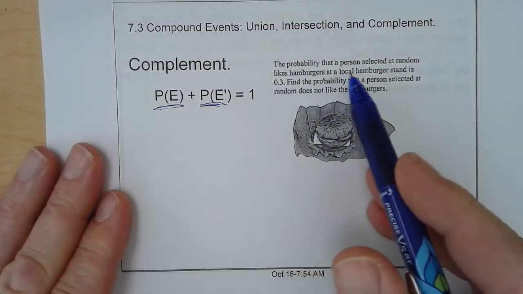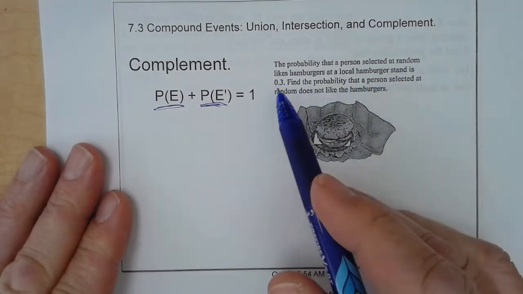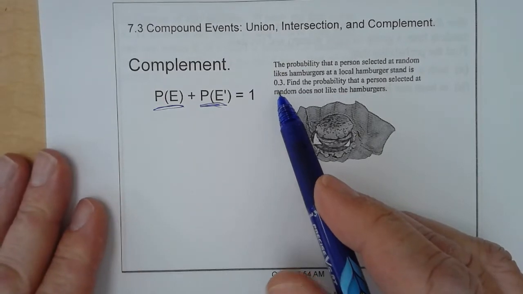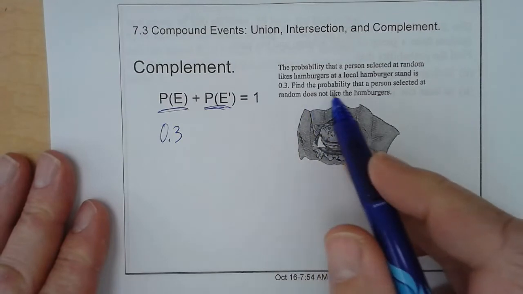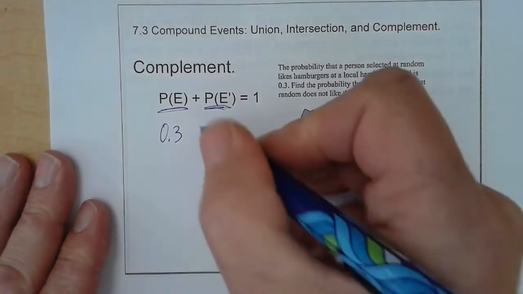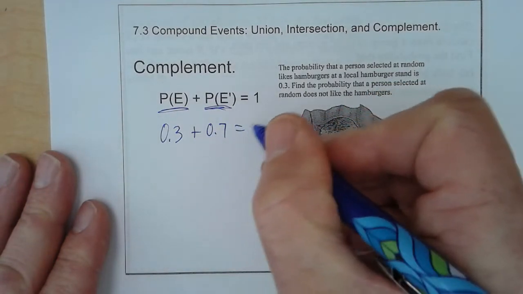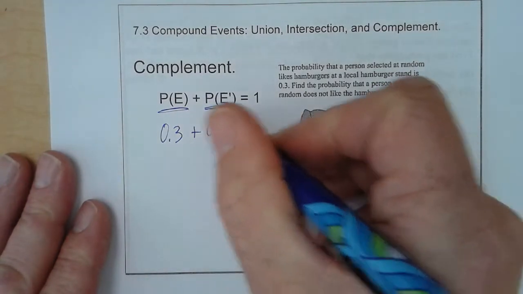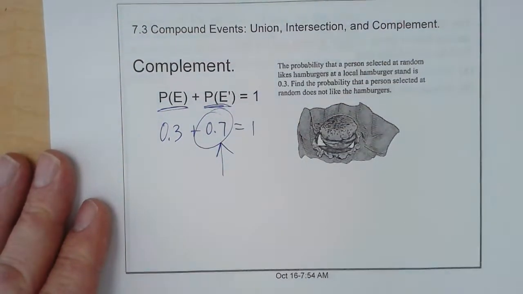So the probability the person selected at random likes hamburgers at a local restaurant stands at 30%. So that would be 30%. It says find the probability the person selected at random does not like the hamburgers. So that would be the complement. So that would be 70%. So the answer to the problem is 70% because it's the complement to add up to 1. So there's the answer to this one.